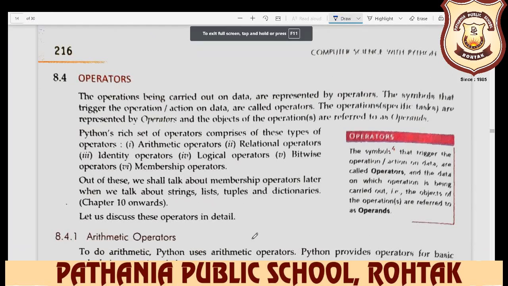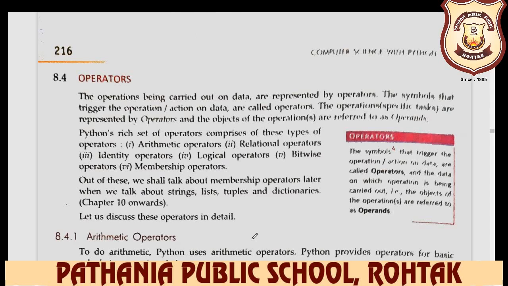But in the previous lecture, we learned about variable internals: the value of an object, the ID of an object, the type of an object, and mutable types. So now today we learn about operators. We have already learned about operators in chapter number 7, but here we discuss them in detail.